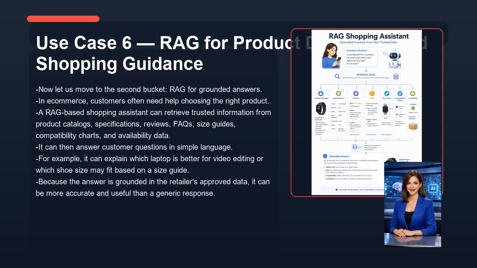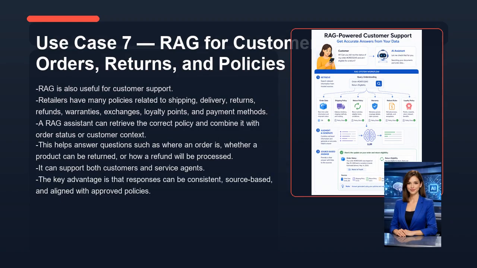Now let us move to the second bucket, RAG for grounded answers. In e-commerce, customers often need help choosing the right product. A RAG-based shopping assistant can retrieve trusted information from product catalogs, specifications, reviews, FAQs, size guides, compatibility charts, and availability data. It can then answer customer questions in simple language. For example, it can explain which laptop is better for video editing or which shoe size may fit based on a size guide. Because the answer is grounded in the retailer's approved data, it can be more accurate and useful than a generic response.